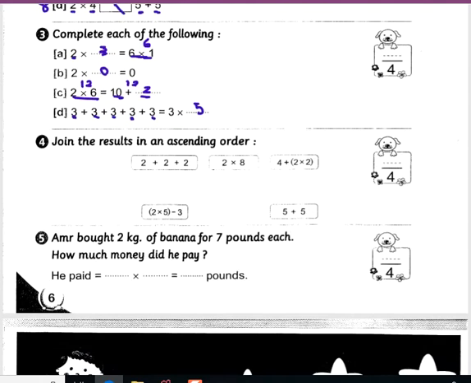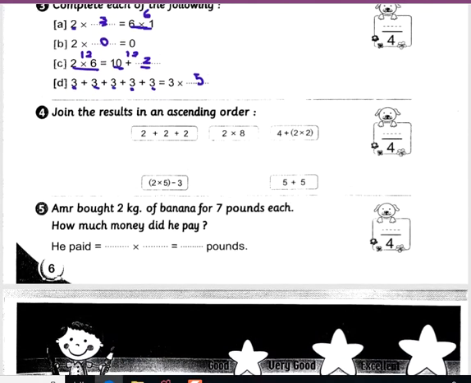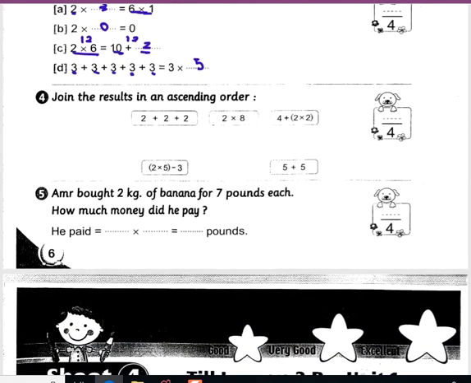Number 4, he said join the results in ascending order. We have some operations here. We have additions. He said 2 plus 2 plus 2 equals 6. Here we have 2 times 5, and 2 times 5 equals 10. But here we have minus 3. So 10 minus 3 equals, take your time, 7.